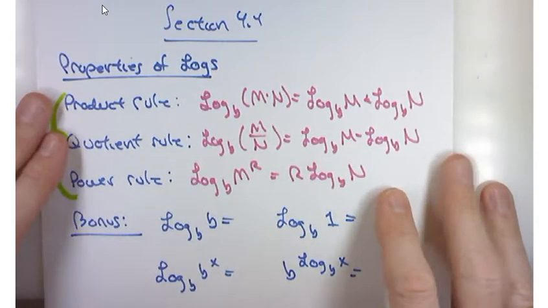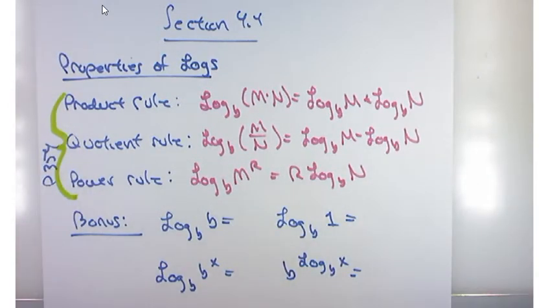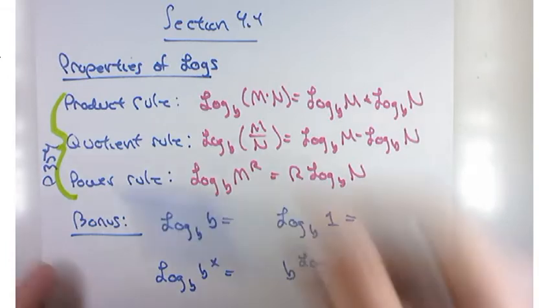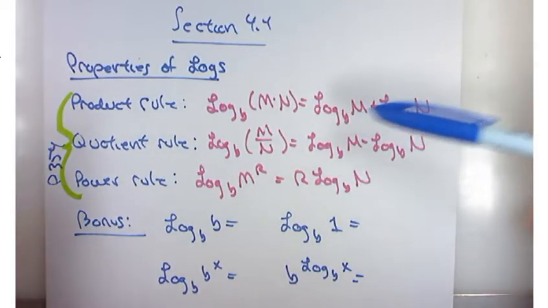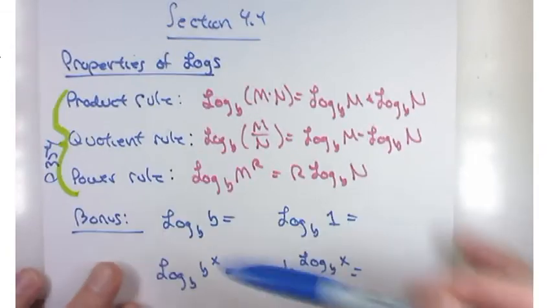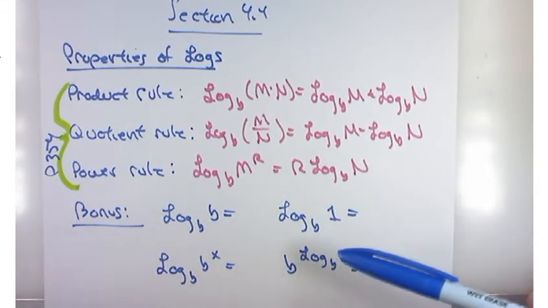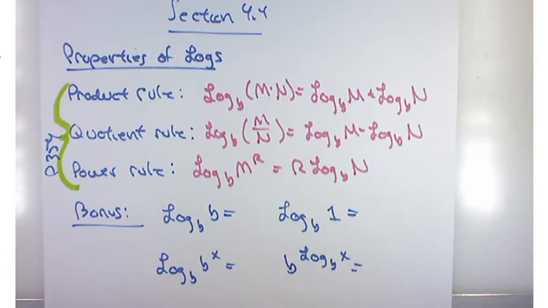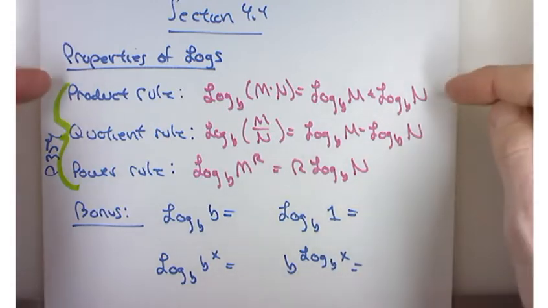Yay, so section 4.4, we're going to continue our work with logs, and in particular, we're going to work with the properties of logarithms. So on page 354, you'll find some basic rules for logarithms, your product rule, your quotient rule, your power rule. And then I've given you some bonus properties for logarithms as well. We'll fill those in just a minute.